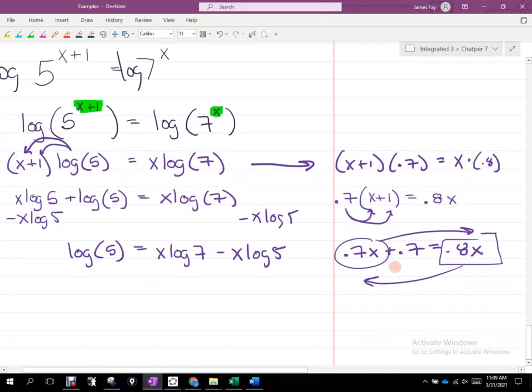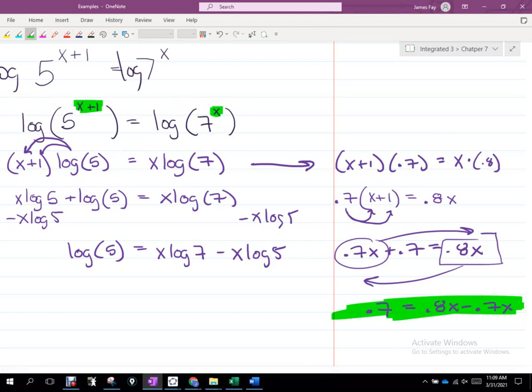If I'm doing the rounded values over here, it'd be 0.7 equals 0.8x minus 0.7x. Now, most people, and I'm doing this just to allow us to see what we're supposed to do with the exact values, when you subtract 0.7x from both sides, are you going to automatically get 0.1x? Is that what you're going to do?